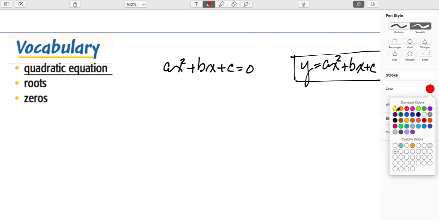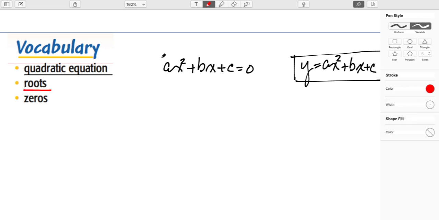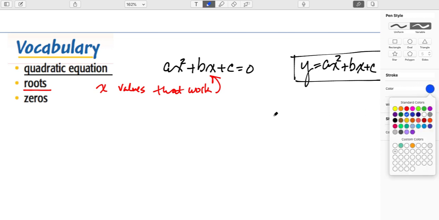The next thing we want to talk about is our roots. Roots of an equation refers to that which will make this 0. So the x values that satisfy this equation, x values that work here. The x values that work here to bring off a 0 answer are called the roots of the equation. And similarly, we can talk about the zeros of an equation.